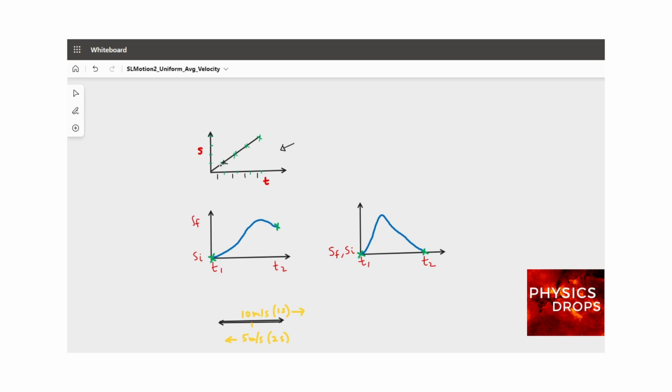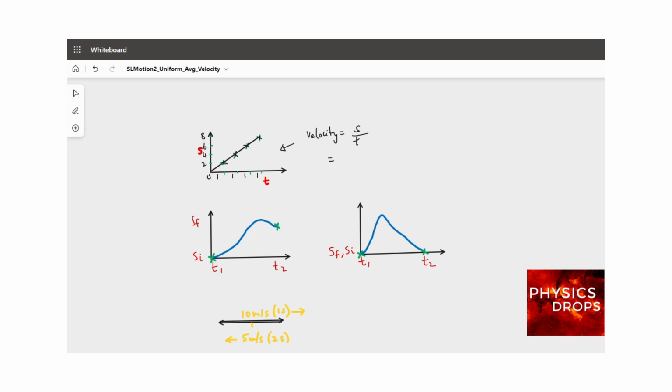After the first second, the object is here, which is 2 meters away from the original point. After 2 seconds, it has moved 4 meters away, after 3 seconds, 6 meters away, and after 4 seconds, 8 meters away. So we know that velocity is nothing but displacement over time, right? Or the change in displacement over a particular time interval.